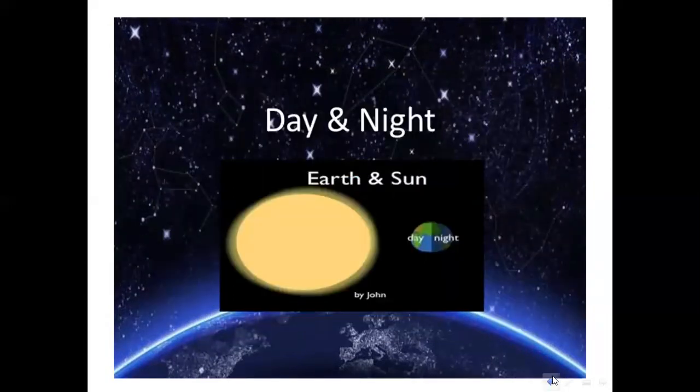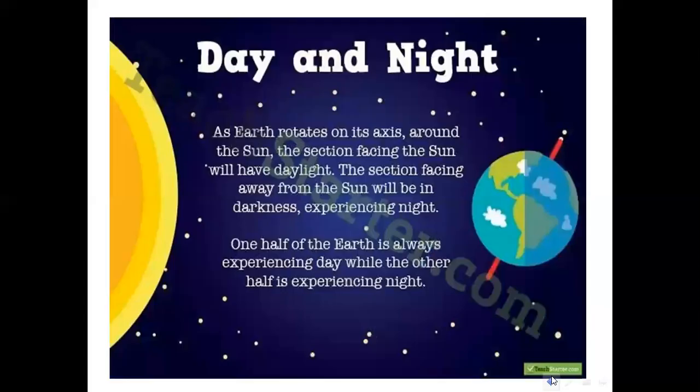Day and night. This part of the earth faces the sun, so here is the day. And this part is away from the sunlight, so here is the night. As the earth rotates on its axis around the sun, the section facing the sun will have daylight, and the section facing away from the sun will be in darkness, experiencing night. See here, this part is facing the sun, so here is the day. But this part is away from the sunlight, so here is the night. So one half of the earth is always experiencing day, while the other half is experiencing night. Keep remember.